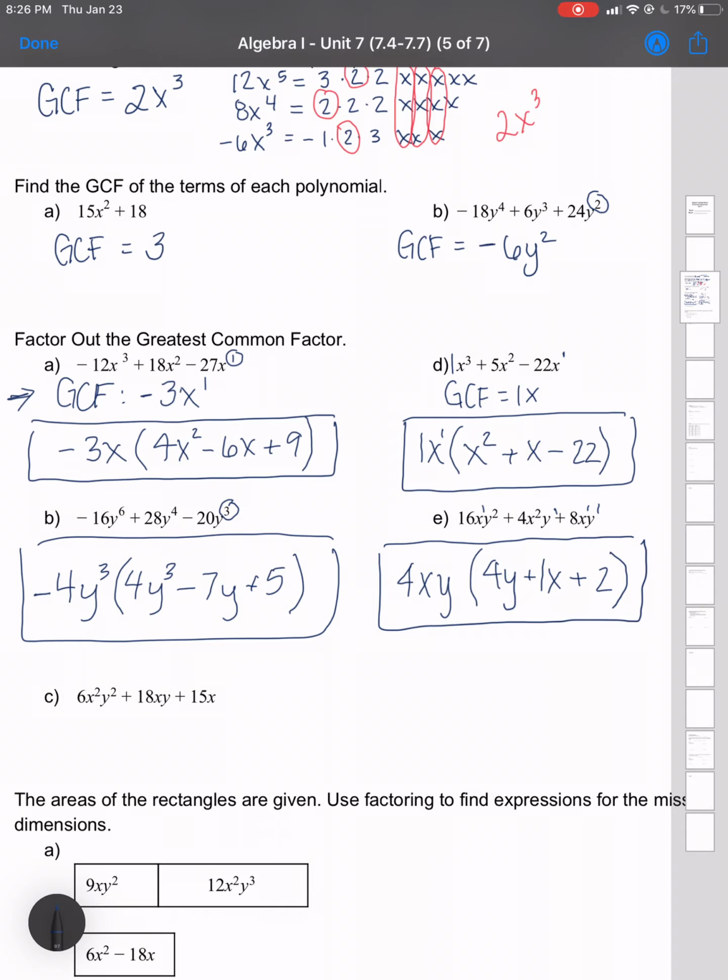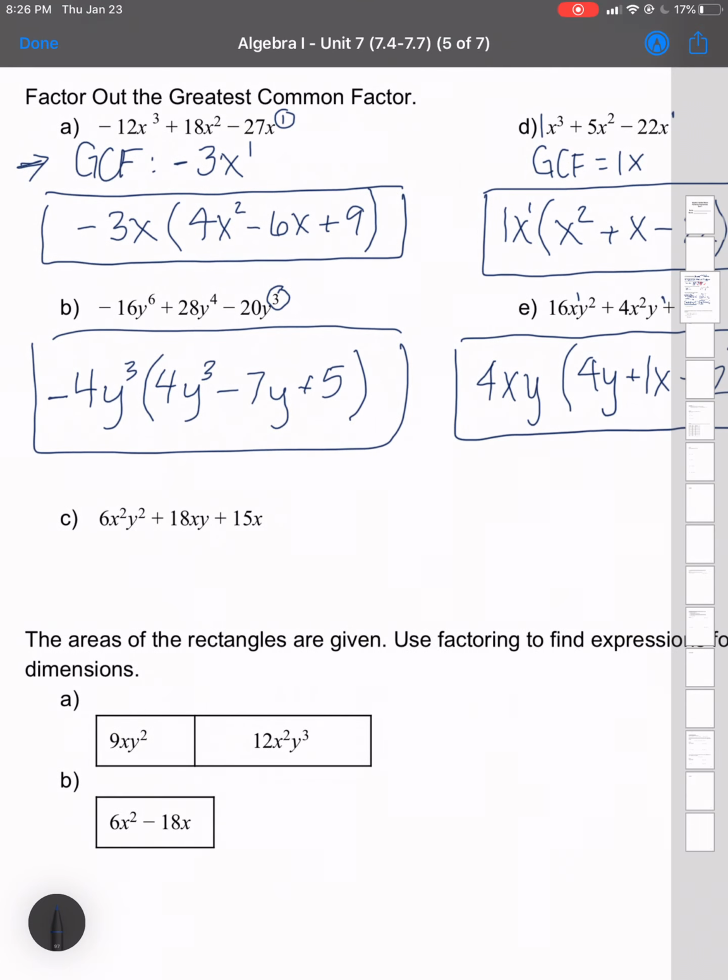Okay, and our last one, C. So C, we have 6x squared y squared plus 18xy plus 15x. Our largest number that divides 6, 18, and 15 is 3. Our lowest number of x's is 1. And here's where you have to be careful. Does every term have a y? No, because there's no y written here. So 3x is our only common variable.